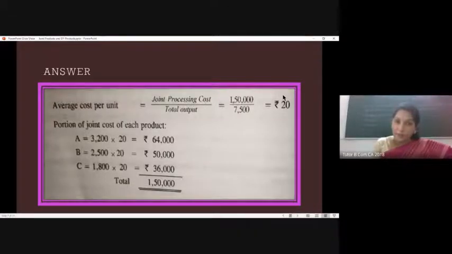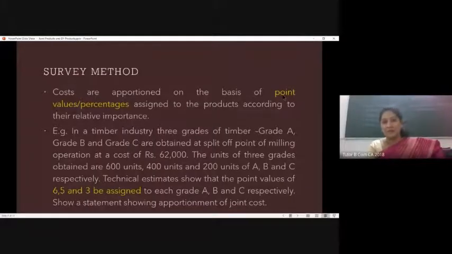And when this per unit cost is multiplied with the output, we are getting the joint cost for each product. Okay, so that's how we do it. Now the third method is a survey method.